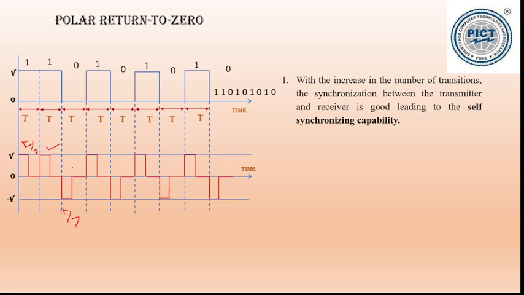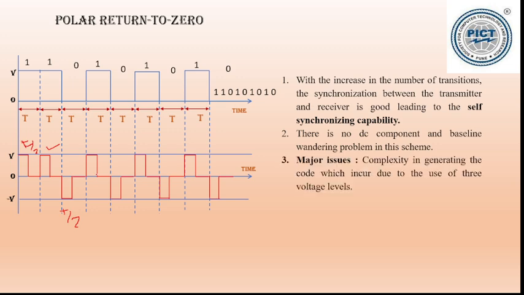Whenever there is a 0, it is returning to minus V volt for T by 2 period. Again for T by 2 period 1. So these are the consecutive transitions for every bit in polar return to 0, and it is taking alternatively plus V and minus V voltage level for the time period which is half of the pulse width. Okay. So there is a self synchronization facility in polar return to 0. Now there is no DC component and baseline wandering problem in this scheme.